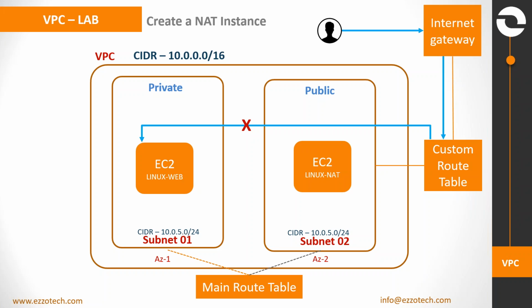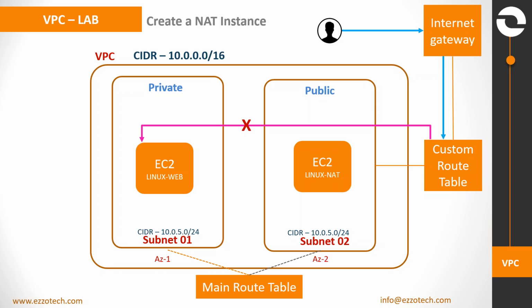The private subnet is connected only to the main route table, and the main route table does not have any internet gateway route, right? So this intended communication will not take place. Agree? Everyone agree? Anybody having doubt? No?